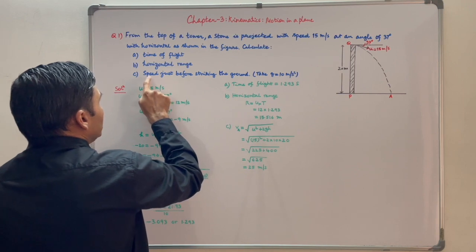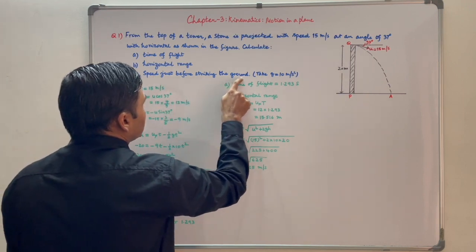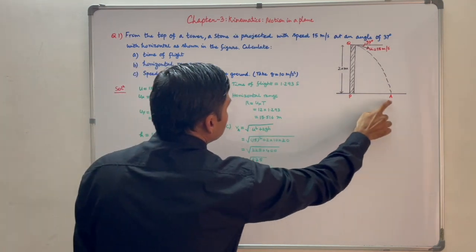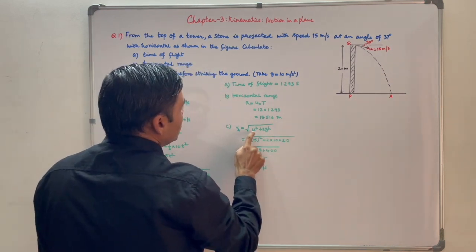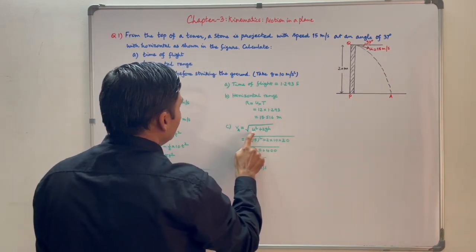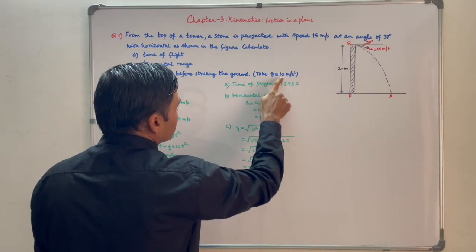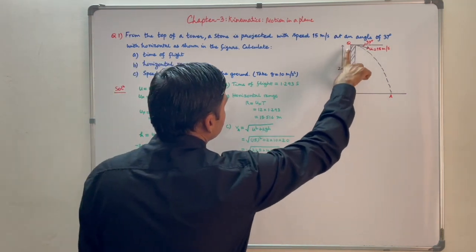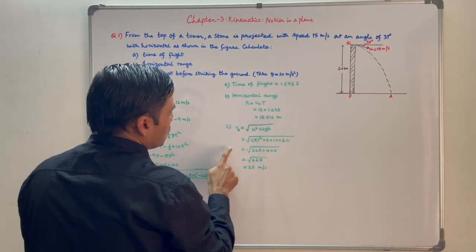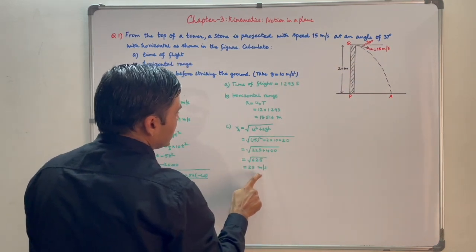Now we have to calculate the speed just before striking the ground. So VA is given by under root u square plus 2gh. U is 15 meter per second, g is 10 meter per second square, and h is 20 meter. So VA comes out to be 25 meter per second.